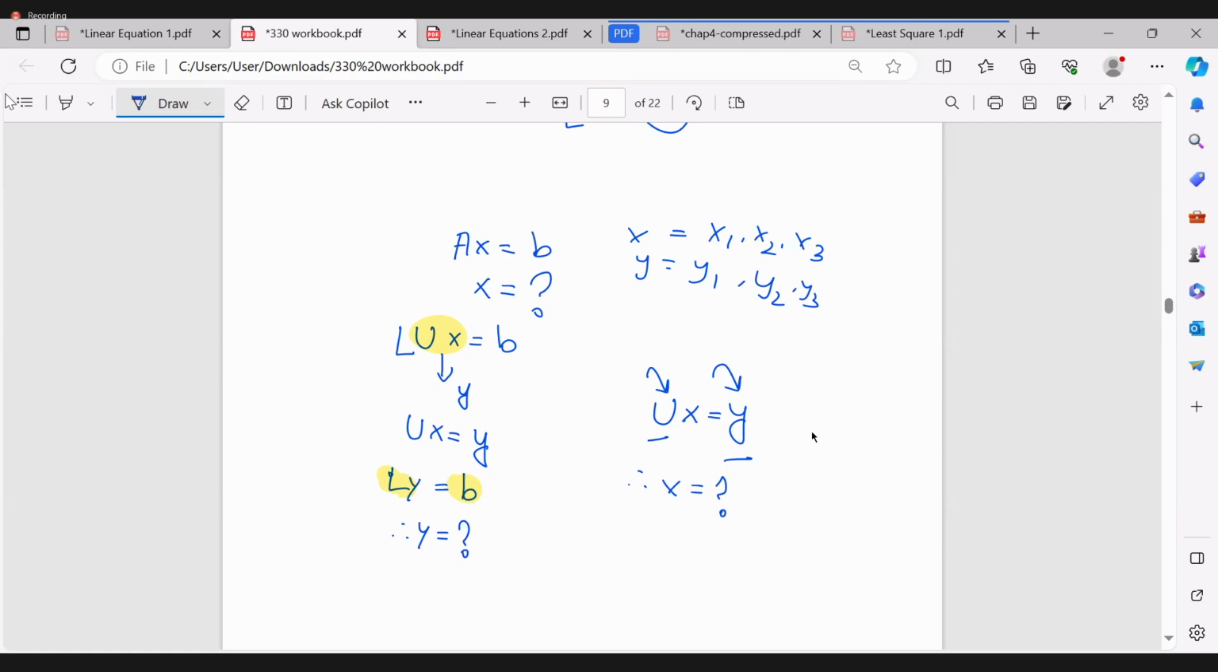So this is the entire step. The first step is decomposing A into LU. The second step is writing it like this: you consider UX equal to Y. Third step is finding Y from LY equals to B. And fourth step is you find X from UX equal to Y. Let us do an example to make it more clear.